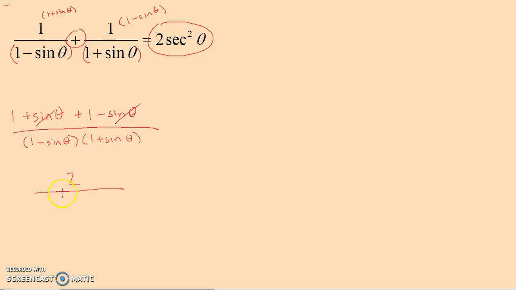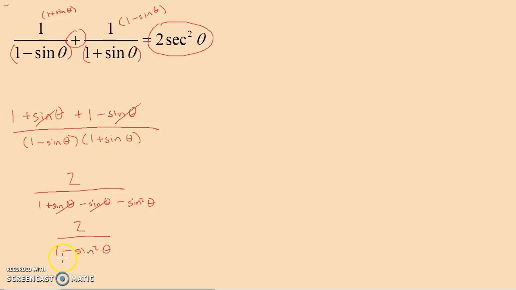Let's see here. 1 times 1 is 1. On the outside, I'm going to get a positive sine theta. On the inside, I'm going to get a negative sine theta, and on the last terms, I'm going to get a negative sine squared of theta. So I end up with 2 over, well, the sine of theta and negative sine of theta cancel. So I get 2 over 1 minus sine squared theta.